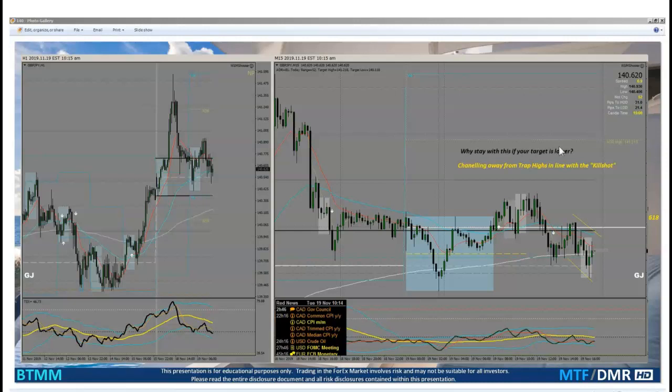All right, so channeling away from trap highs in line with the kill shot, right? This is your kill shot. Now remember, it's a big picture thing. So let's go back here. I'll just walk you through here. 9, 10 a lot of times.